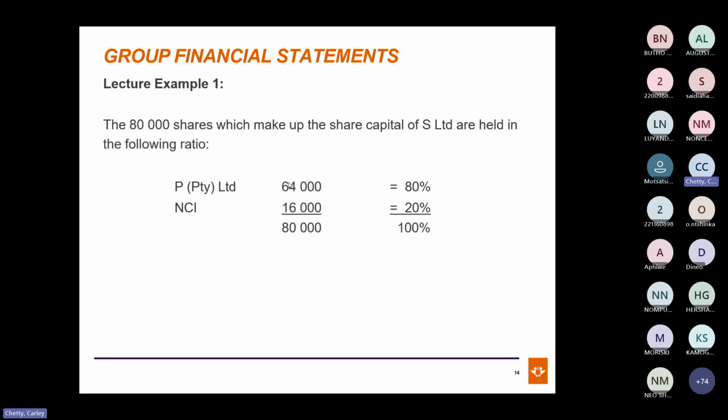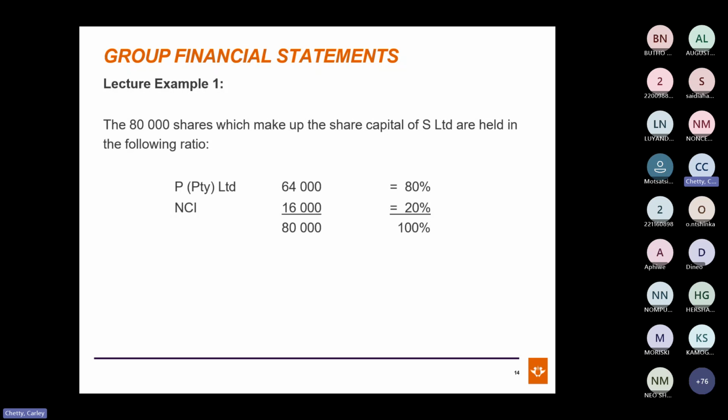So if I were to ask you what is the shareholding, what is the percentage that P owns in S, you're going to take the 64,000 and say 64,000 as a percentage of 80,000, and that is going to give us 80%. So P owns 80% in S. But who owns the other 20%?